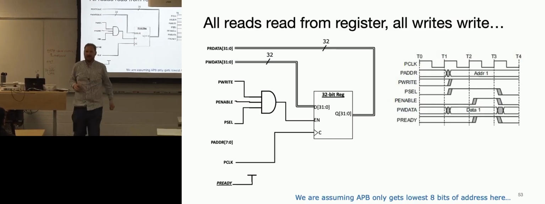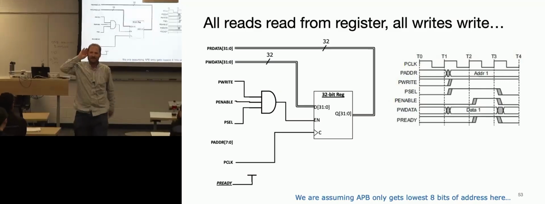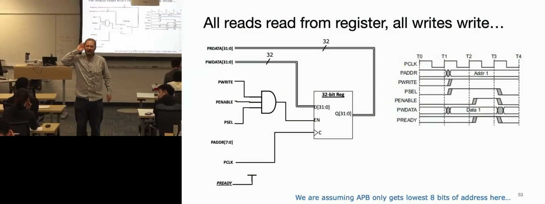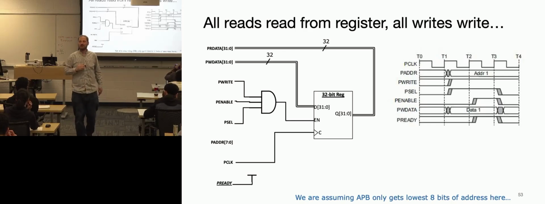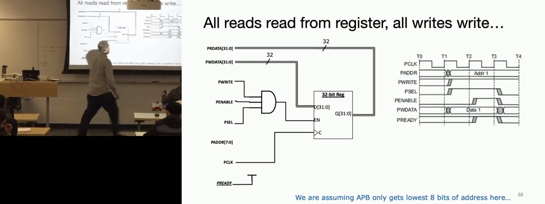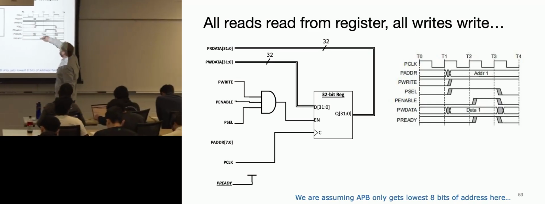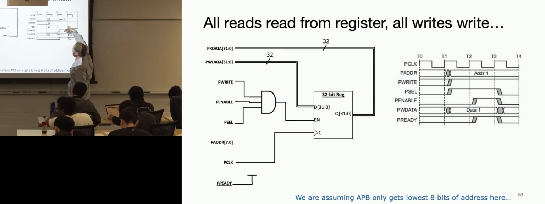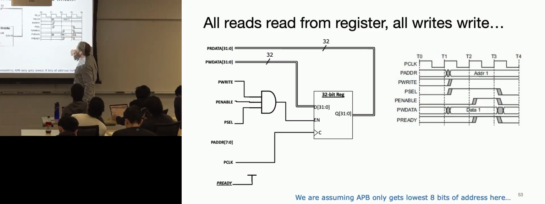Yes? Okay, why do write, enable, and select go through an AND gate and not an OR? Because all of those have to be true. It can't just be one. If we look at this timing diagram, all of those have to be high. It can't be just one. Why can't it be one?